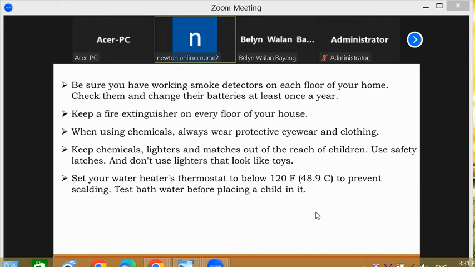Set your water heater thermostat below 120 Fahrenheit to prevent scalding. Test the bath before placing the child. If you are making hot water for the small babies or for yourself, do not make it too hot. If you are giving a bath to the small baby, or taking a bath yourself, before that you have to check the temperature. So these are the things we can do in our home.